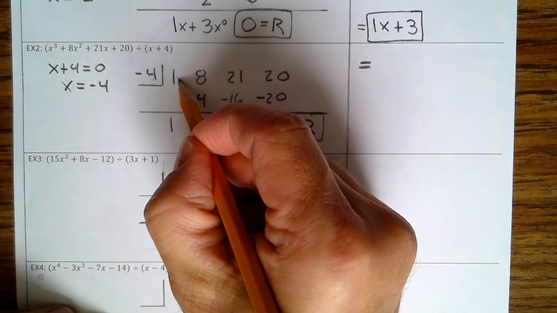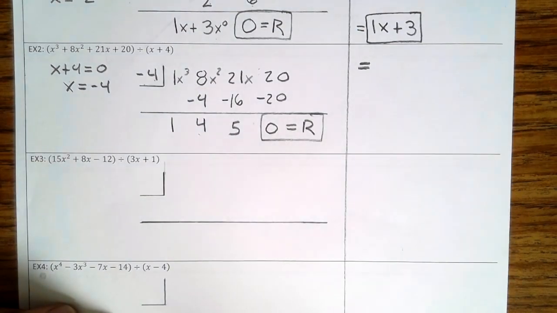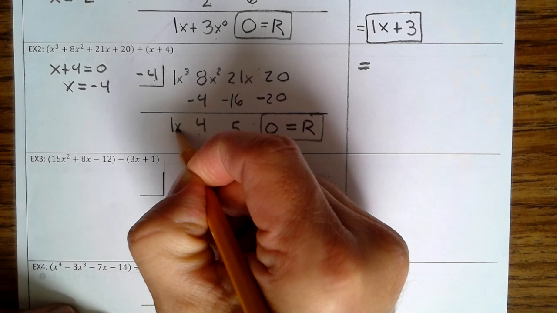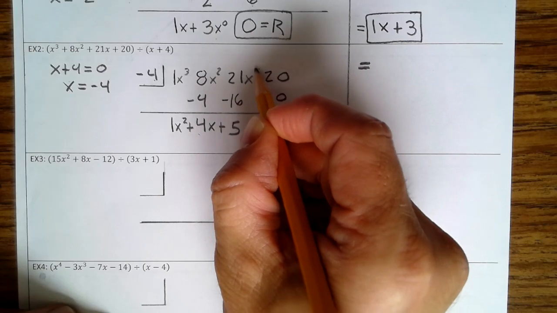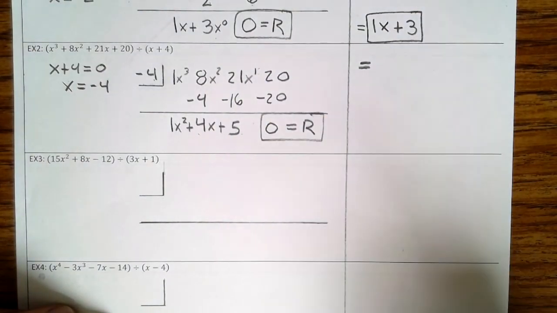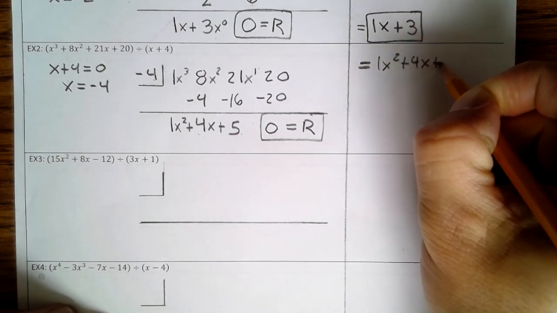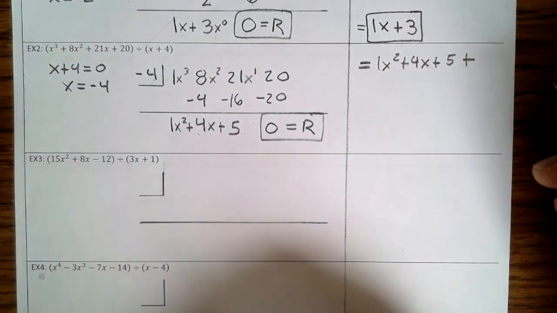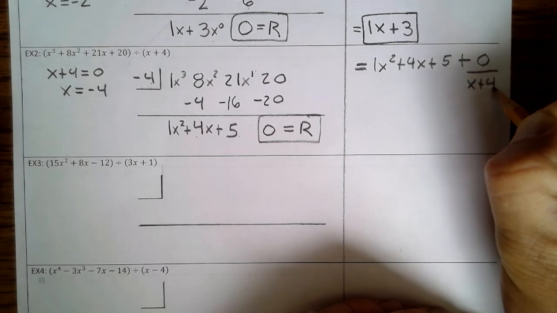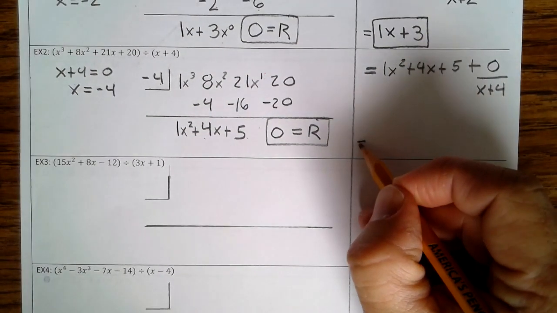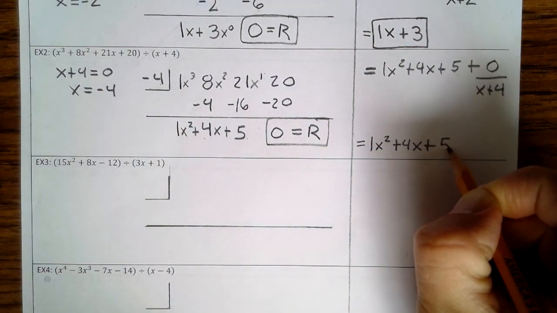Now remember, this was x cubed. This was x squared. This was x. So when you divide, these decrease by 1. So this becomes 1x squared plus 4x plus, remember that's x to 1, but becomes x to 0, so it's just 5. So then that's 1x squared plus 4x plus 5 plus 0 divided by x plus 4. Now remember that just becomes 0, so you're left with 1x squared plus 4x plus 5.